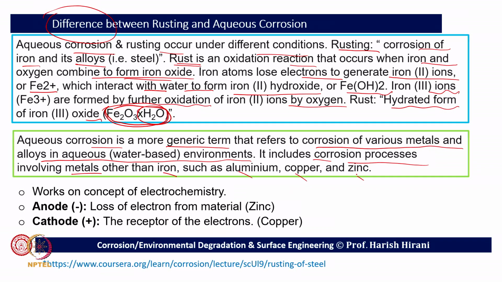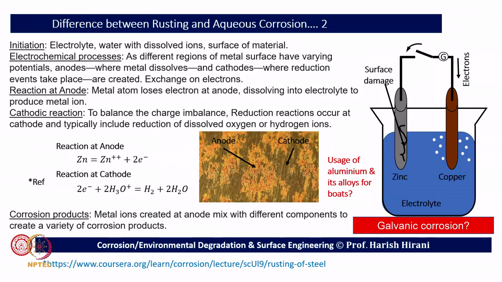Now, how can this aqueous corrosion be defined? We can say it works on the principle or concept of electrochemistry. There will be anode formation, there will be cathode formation. These again are the same, the way we have discussed in rust. However, that iron has been removed, now we can bring some other metals, like in this case, zinc and copper metals. In this case, zinc alone can be used, copper alone can be used, or they can be mixed also.